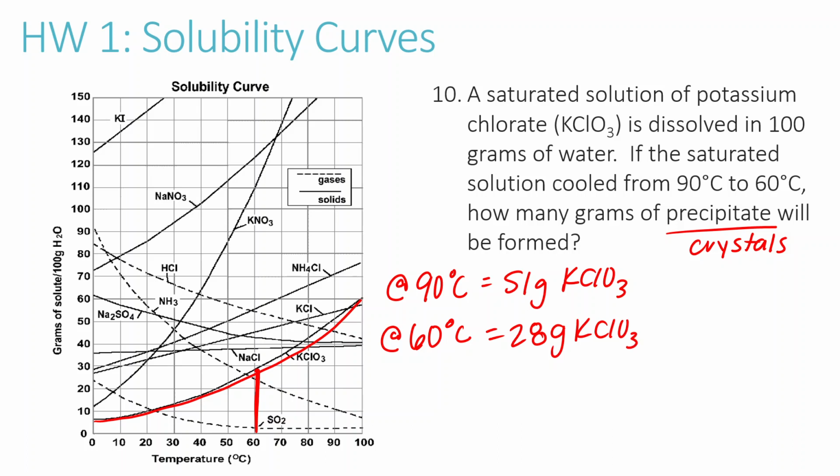So at 90 degrees, I can hold 51 grams, and at 60, I can only hold 28 grams. So the difference between these two numbers, 51 minus 28, will give me the amount of crystals that we would expect to see in the bottom of the beaker. So if I took my solution at 90 and saturated it with KClO3, and then I allowed it to cool to 60, I would expect to see 23 grams of potassium chlorate, KClO3 crystals forming in the bottom of my beaker.